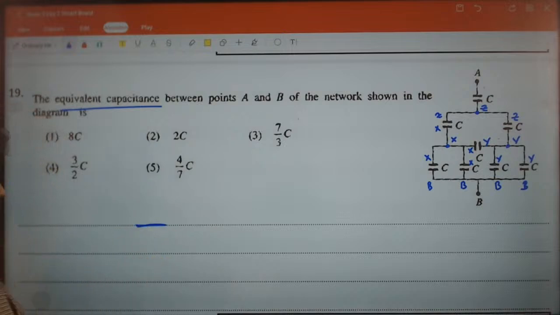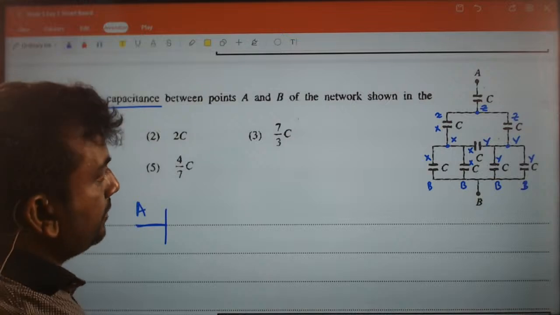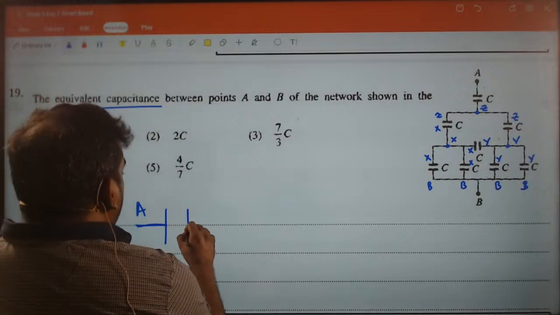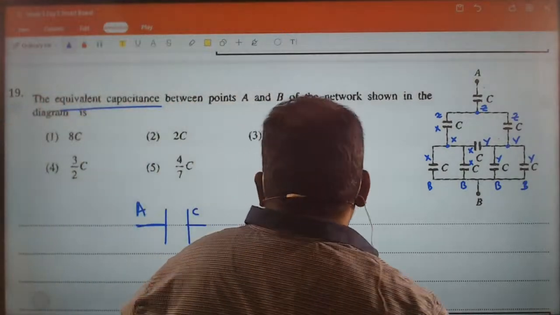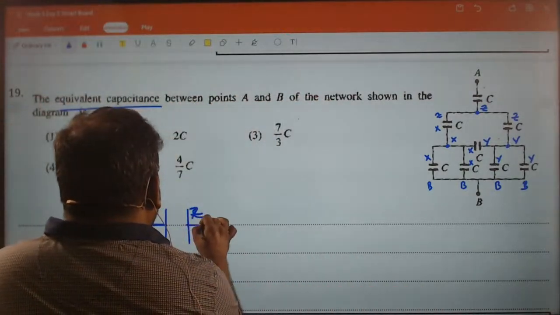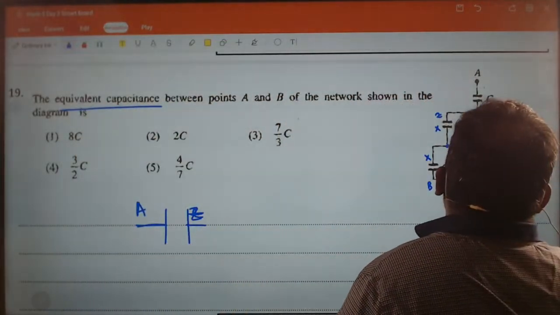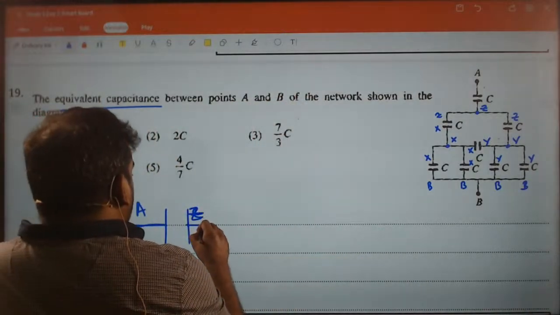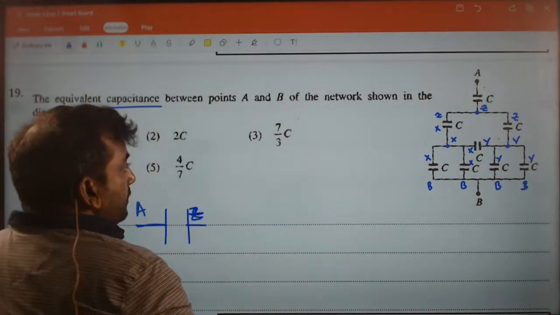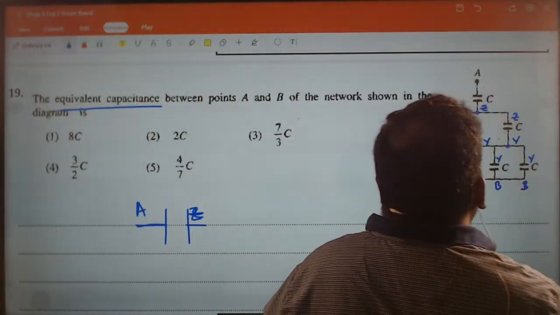A, we have one capacitor connected. Here we have C connected. Here Z, sorry. Z is connected. Z is connected to three more capacitors.